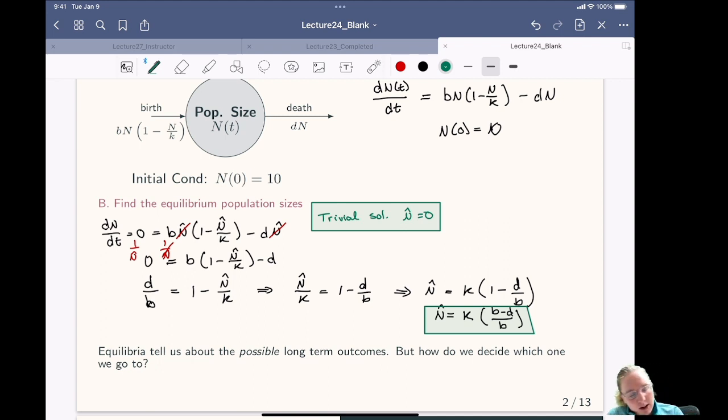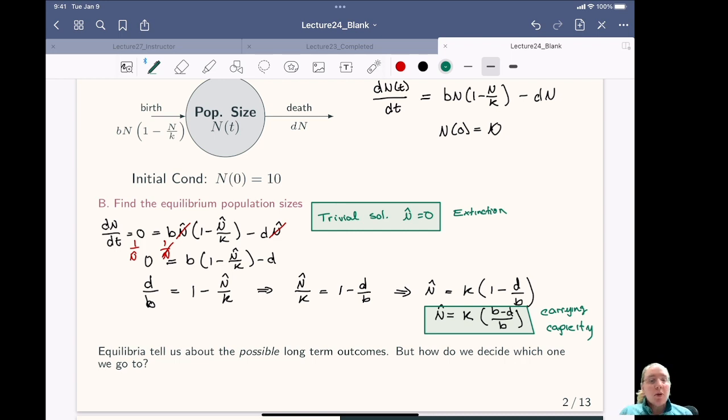All right, what do these 2 equilibria tell us about the possible long-term outcomes? This is extinction, and this is called carrying capacity. So this is if a population keeps on growing until competition keeps it from growing further, at capacity. There you go. Carrying capacity.